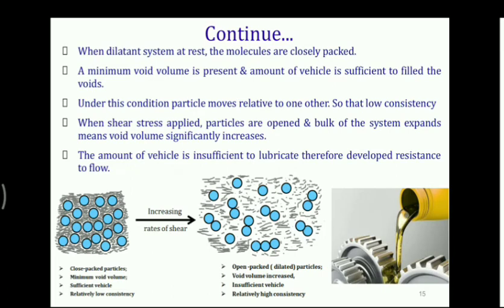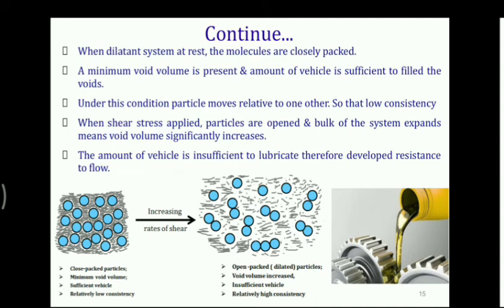You can see on the right hand side of this diagram that the interparticular distance increases. In the first diagram the particles are closer to each other, while in the second diagram towards the right hand side the distance between the particles is quite high. Now, as the interparticular distance increases, the amount of the vehicle becomes insufficient.